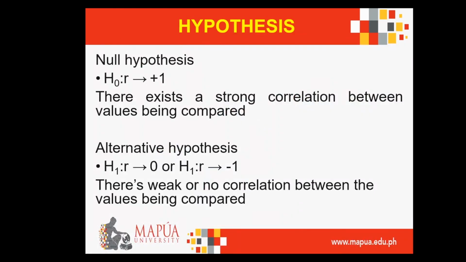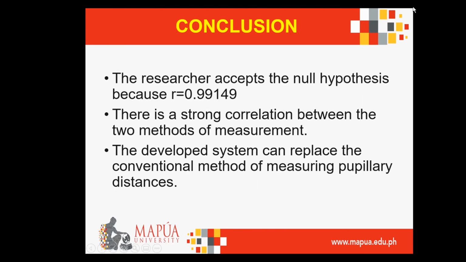So for the null hypothesis, wherein there exists a strong correlation between the values being compared, we would see that the R value is nearing towards +1, while the alternative hypothesis would be there's weak or no correlation between the values being compared, if we could see that the regression value is towards 0 or -1. So since our regression value is 0.99149, we could see that this is nearing towards +1. Therefore, we could conclude that there is a strong correlation between the two methods of measurement, and that the developed system can replace conventional method of measuring pupillary distances, ultimately achieving the objectives set in this study.